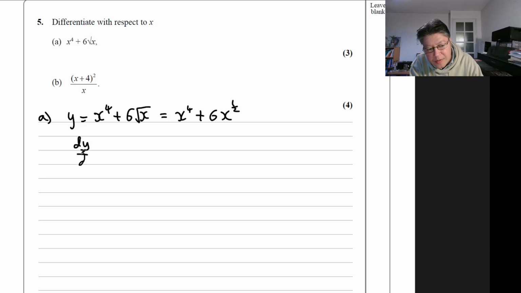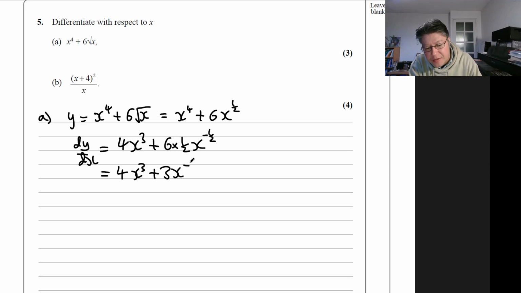So dy dx equals 4x cubed plus 6 times a half x to the minus half, and then we'll just simplify that. Gives us 4x cubed plus 3x to the minus half.